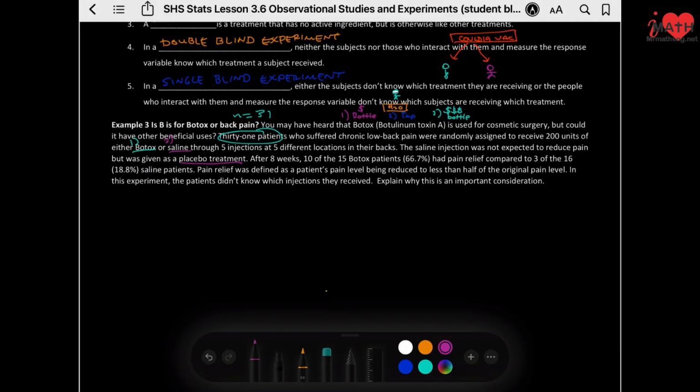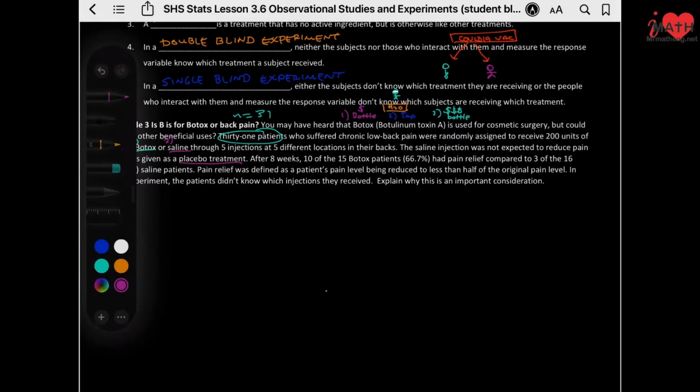After 8 weeks, 10 of the 15 Botox patients, 67%, had pain relief compared to 3 of the 16, which is 18.8%, saline patients. Pain relief was defined as the patient's pain level being reduced to less than half of the original pain level. In this experiment, patients didn't know which injections they received. Explain why this is an important consideration.